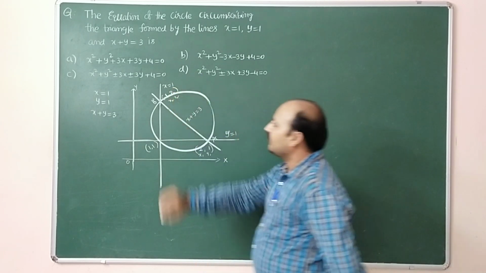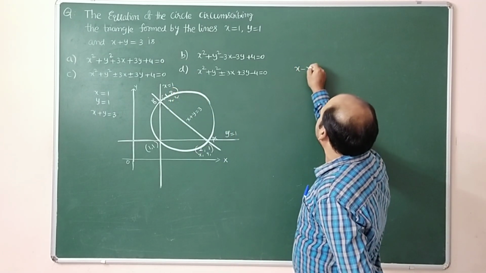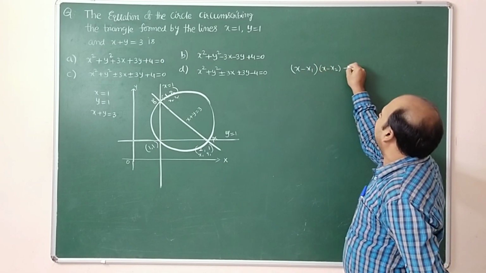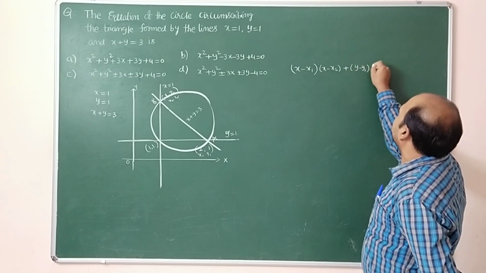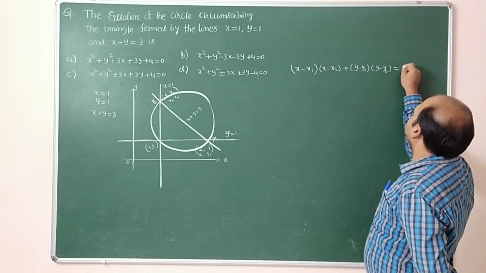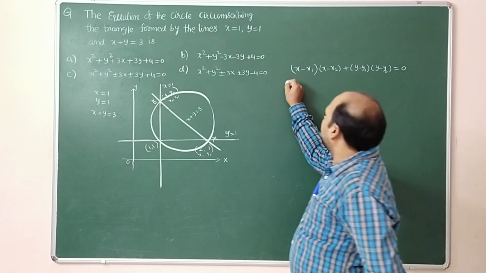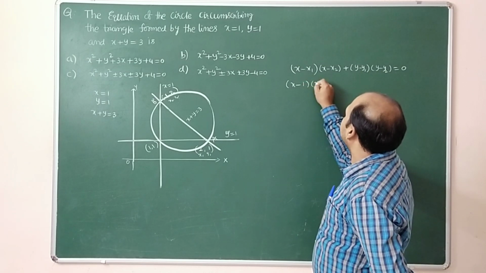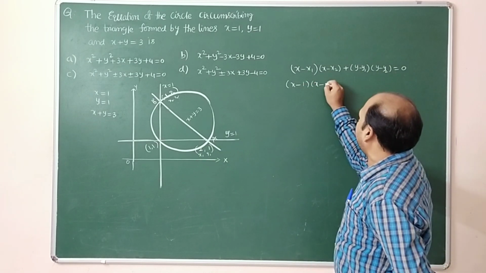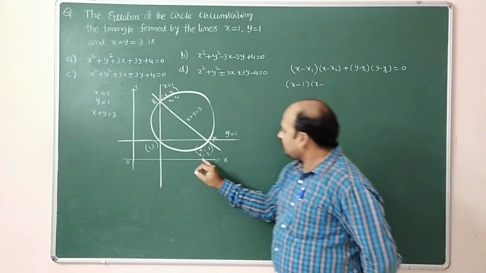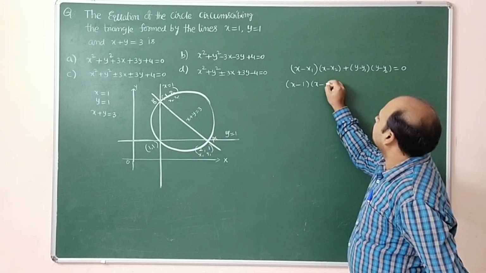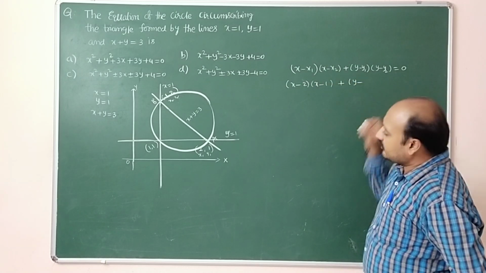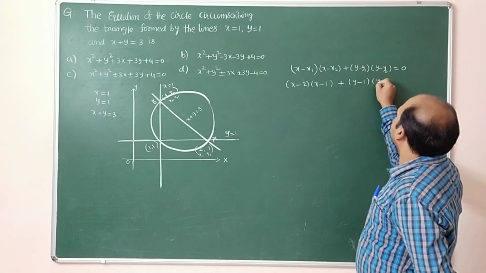(x2, y2). So what is the diametric form of the circle? (x - x1)(x - x2) + (y - y1)(y - y2) = 0. So substitute that. x - x1, the value is what? x1 value is 2, so (x - 2)(x - 1) + (y - y1), the value is 1, so (y - 1)(y - 2).